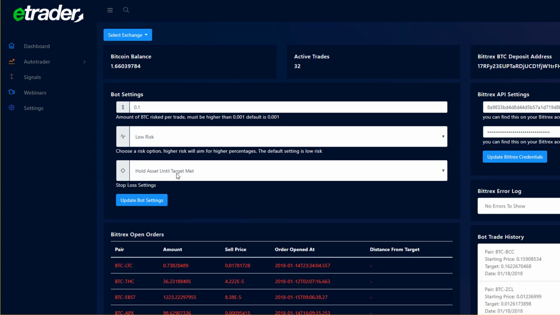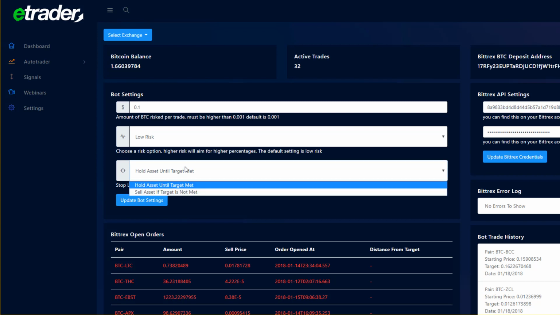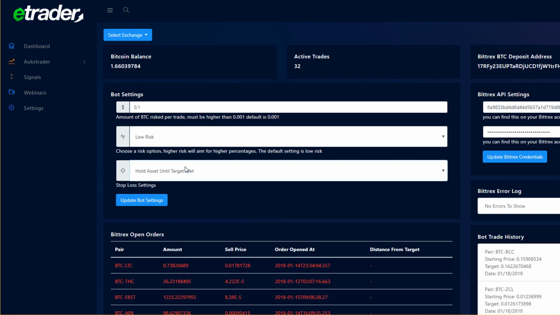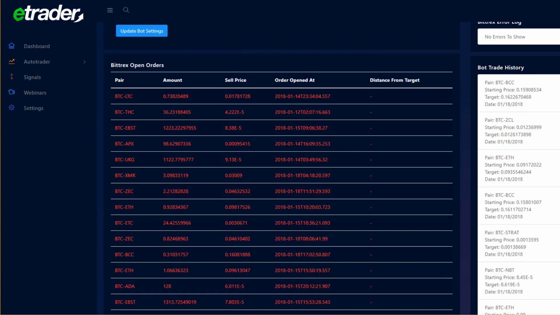And then here's a setting where you hold the coin until the price target is met on the exchange. So if the software is looking for a 1%, 2, 3, 4% gain on that trade, then it will not sell until that is met, even if the price goes the other way. On the other hand, you can have the software sell it even if the target is not met. I like to hold, because most things are going to come back if they go down. And now with a number of days of trading, I see the software doing a good job.